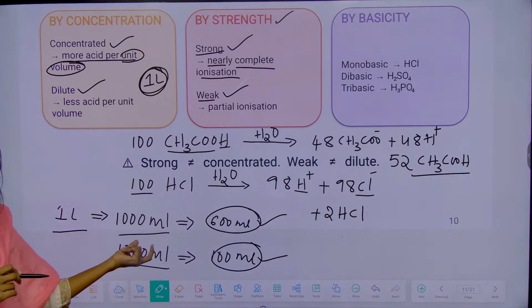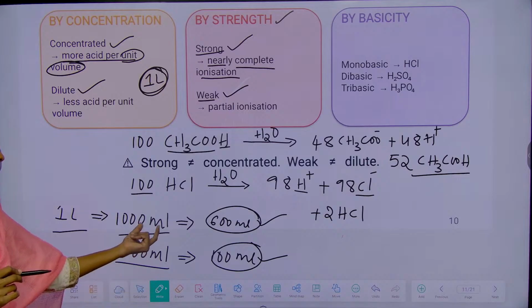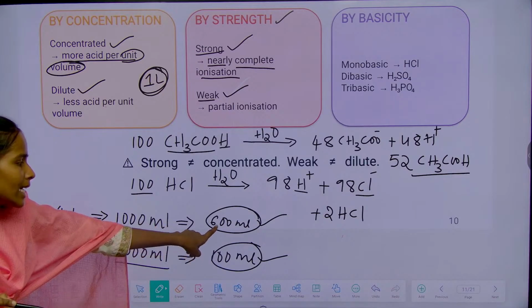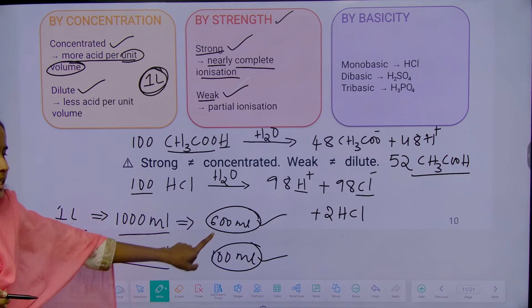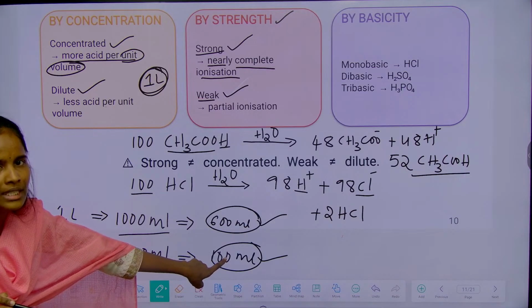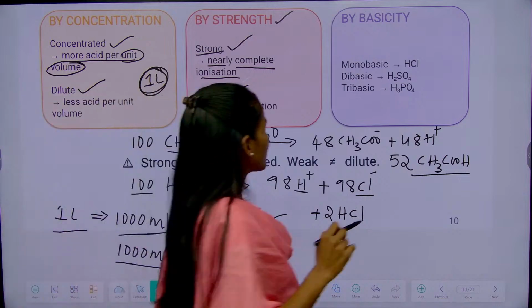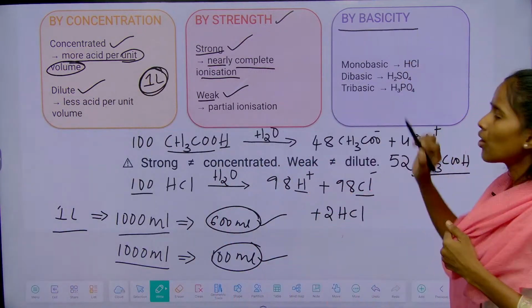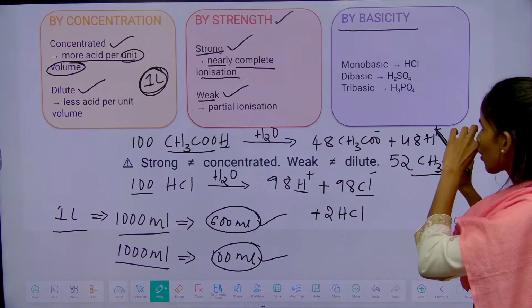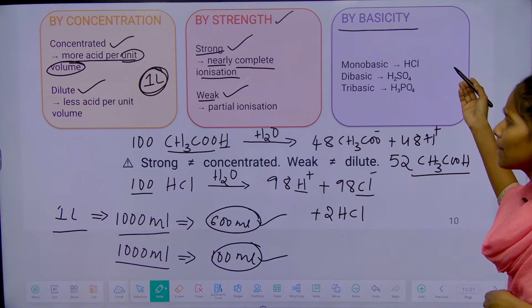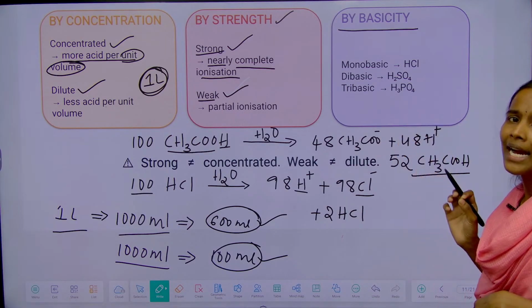So which is concentrated and which is dilute? The first one is concentrated because it contains more amount of acid. The second one is dilute because it contains less amount of acid. Okay. Then moving to the next one, basicity of acids. Basicity of acids means the number of replaceable hydrogen ions.